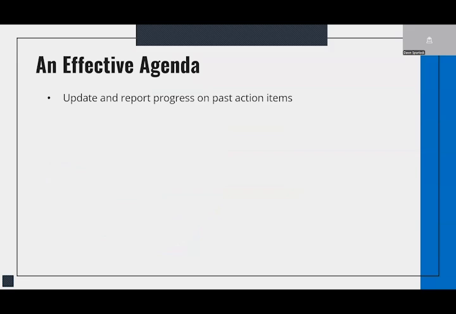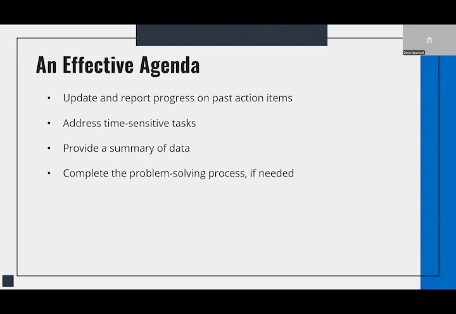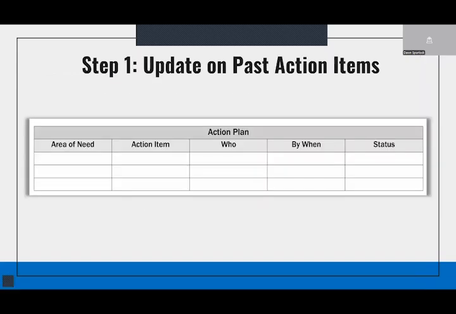Step 1 is to ensure that you have time to update and report on progress on past action items. Then you'll need an opportunity to address tasks that are time sensitive. You'll need time to review a current summary of data and time to complete the problem-solving process if needed. Lastly, you'll need an opportunity to update, review, and assign new action plan items. Let's take a look at these more in depth.